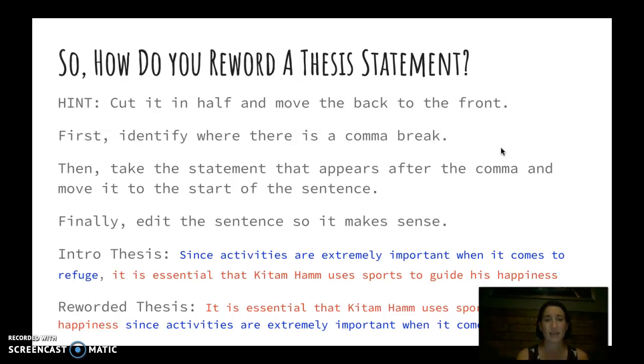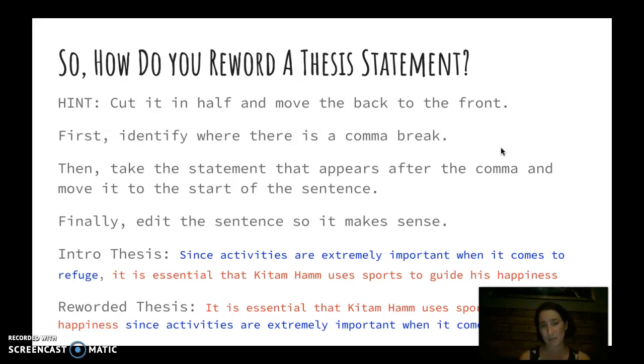Like this one, you can see the sample. Since activities are extremely important when it comes to refuge, it is essential that Khitam Ham uses sports to guide his happiness. They switched that second phrase, that independent clause, and moved it, and put the dependent clause at the end, and then removed the comma.